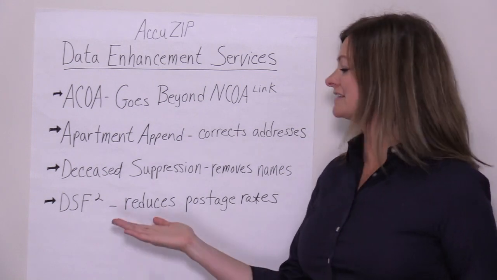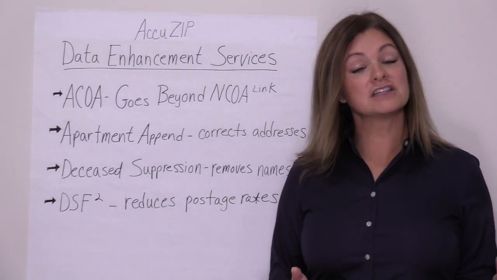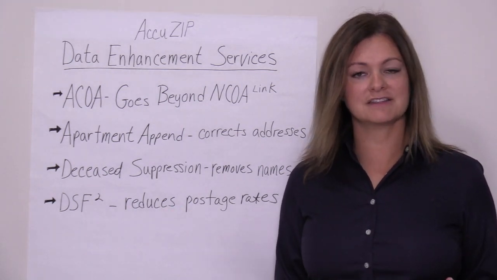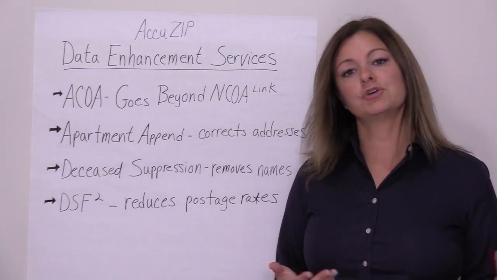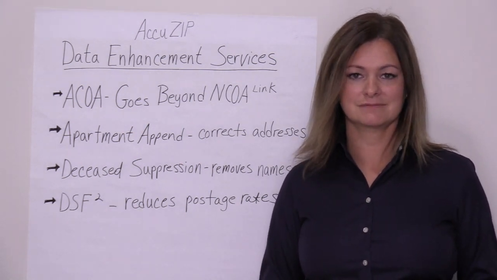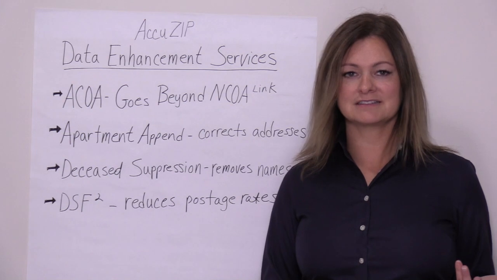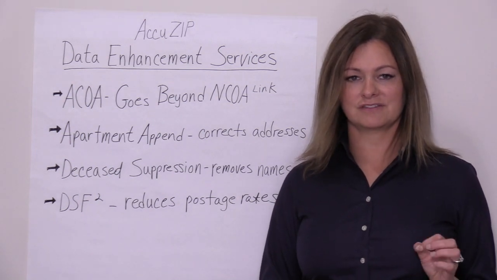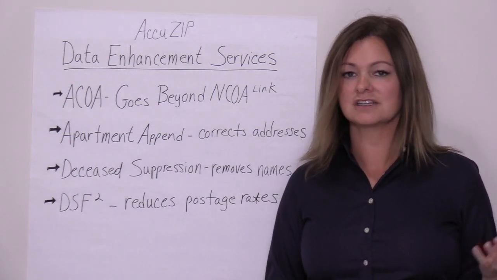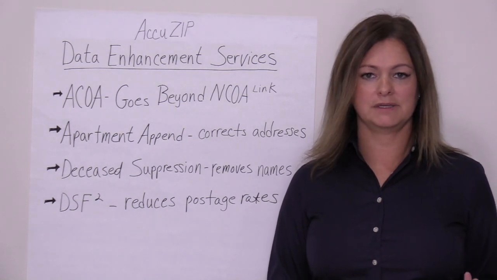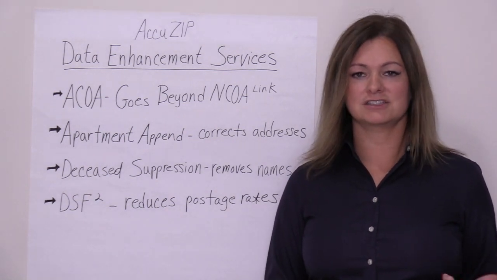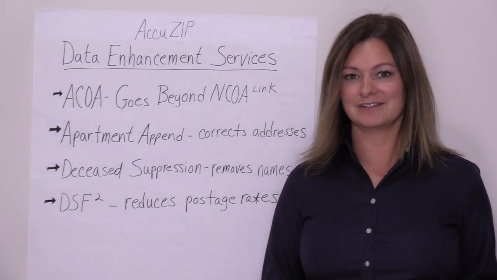And service number 4 is DSF2. If you send a lot of mail to more concentrated areas, then DSF2 processing can help you qualify for the lowest postage rates. AccuZIP will run your list against the most current delivery sequence file second-generation database, which is updated every month by the USPS, and then it will organize your list into walking sequence order for the mail carrier.